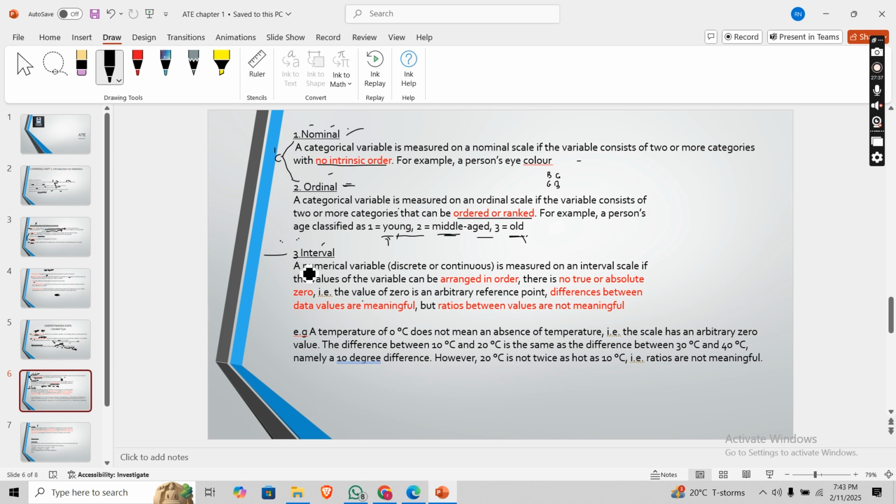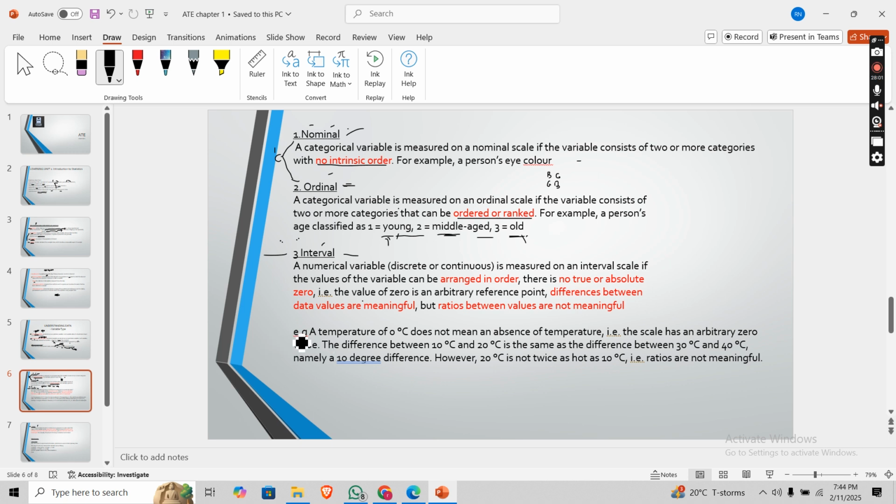Okay, I repeat, ratios between the variables are not meaningful. So what we're going to do is, I'm going to make an example for you to understand when to use the interval scale to extract data from numerical random variables.